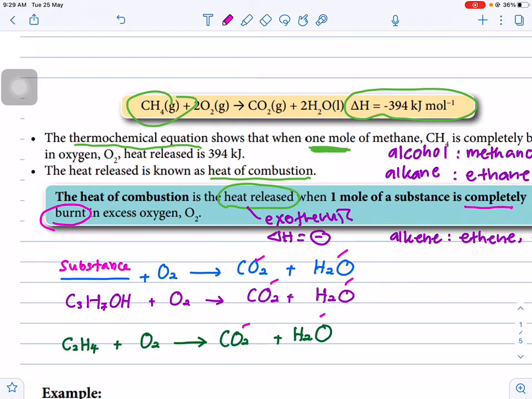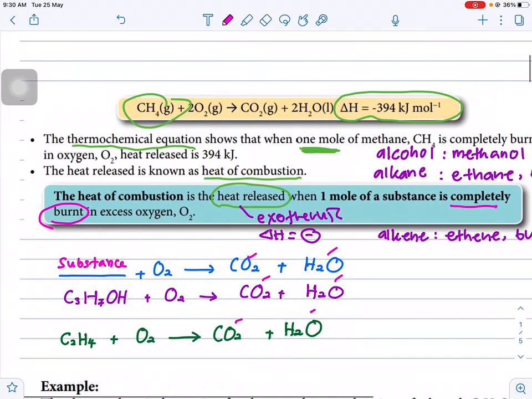When we are talking about heat of combustion, we just need to be more cautious about what the substance is. The rest is the same: react with oxygen, produce carbon dioxide and water. So the example here, I have C3 with the propanol reacting with oxygen. So the substance is propanol reacting with oxygen, and my products are carbon dioxide and water. Same goes if I have ethene reacting with excess oxygen, I also get carbon dioxide and water. So sama je. Yang berbeza adalah the substance. Okay.